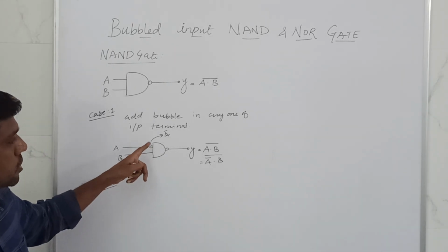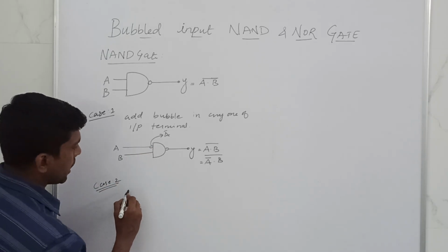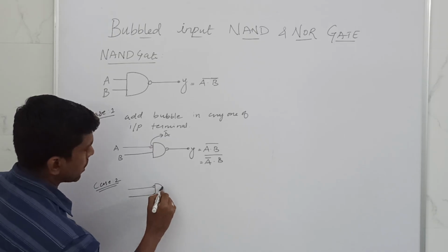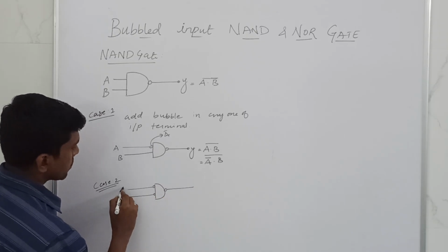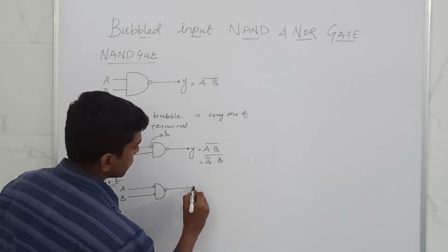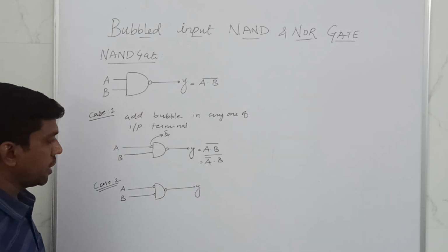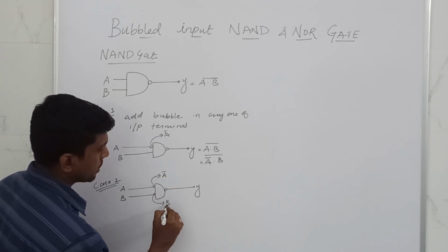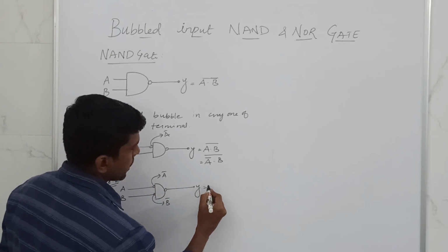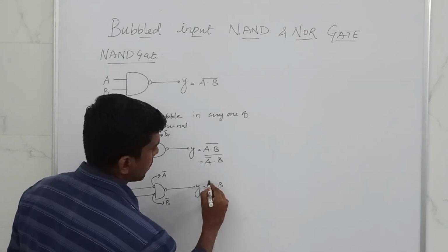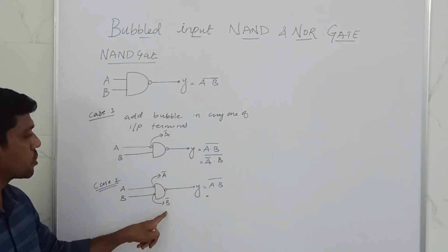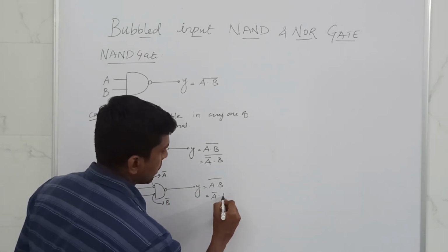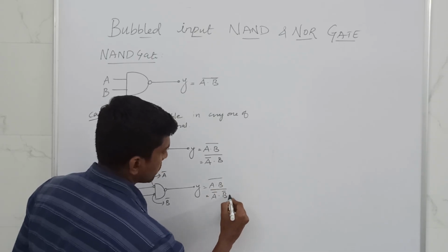If I add bubbles at both input terminals A and B, the inputs are A and B and the output is Y. After the bubble you will get A bar here and B bar here. The actual expression of the NAND gate is A dot B the whole bar. You just substitute these two inputs instead of A and B. So here, A bar dot B bar the whole bar.